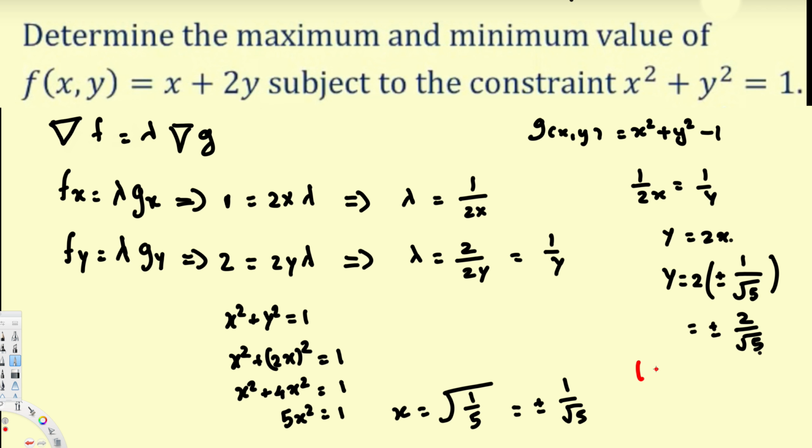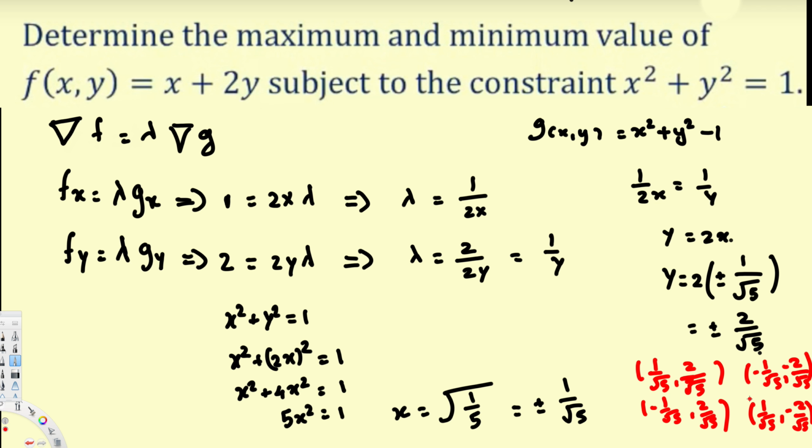So the points are going to be 1 over root 5 comma 2 over root 5, and here we are going to have negative 1 over root 5, 2 over root 5, and also we are going to have negative 1 over root 5, negative 2 over root 5, and we are also going to have positive 1 over root 5 comma negative 2 over root 5. Now we have four different points.